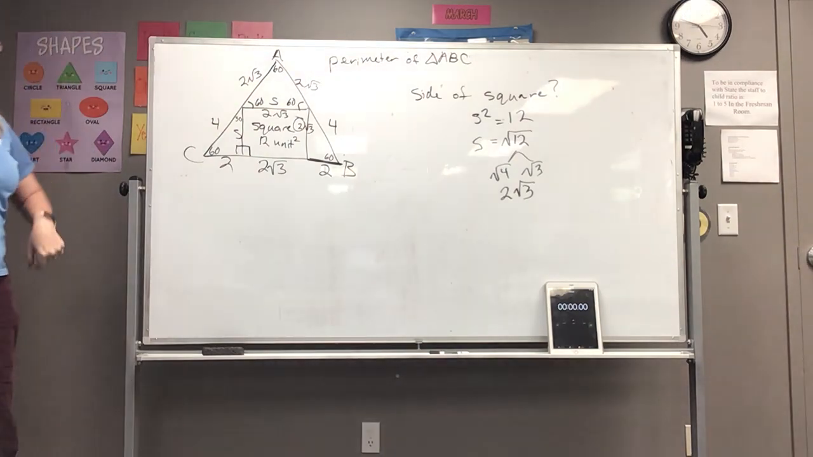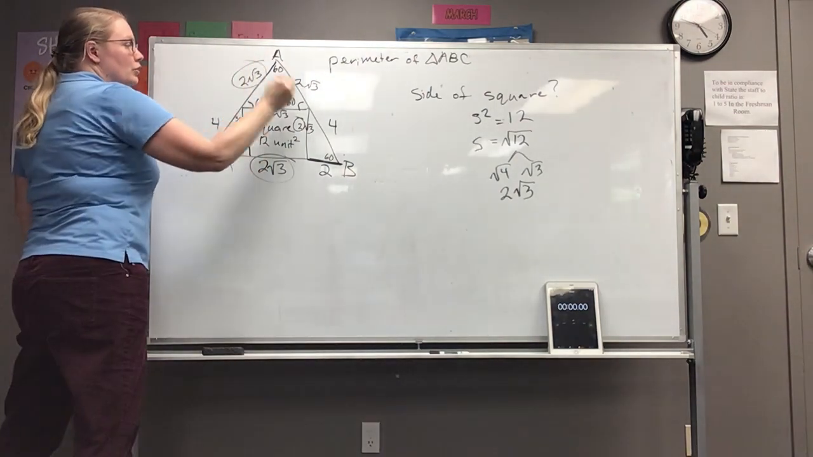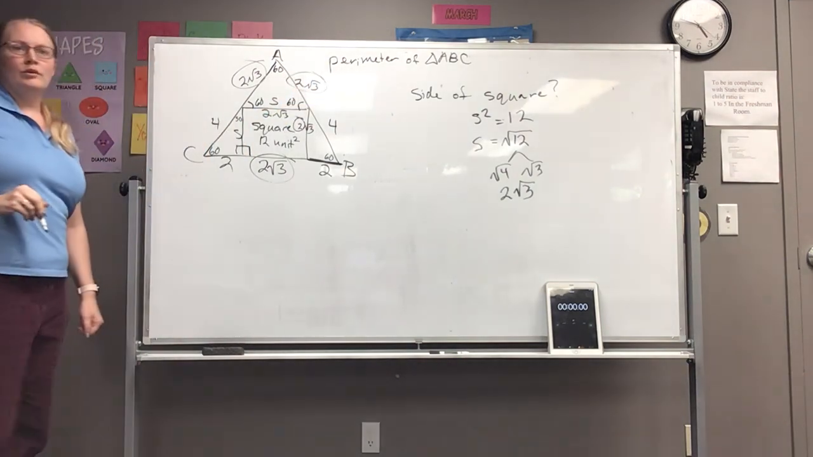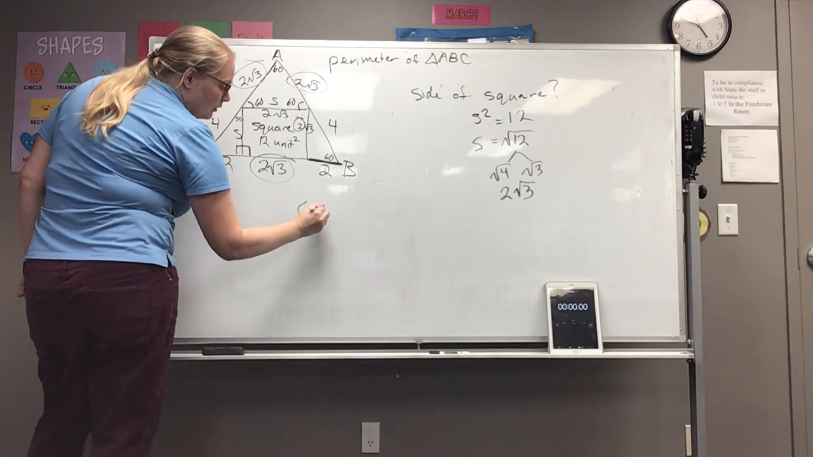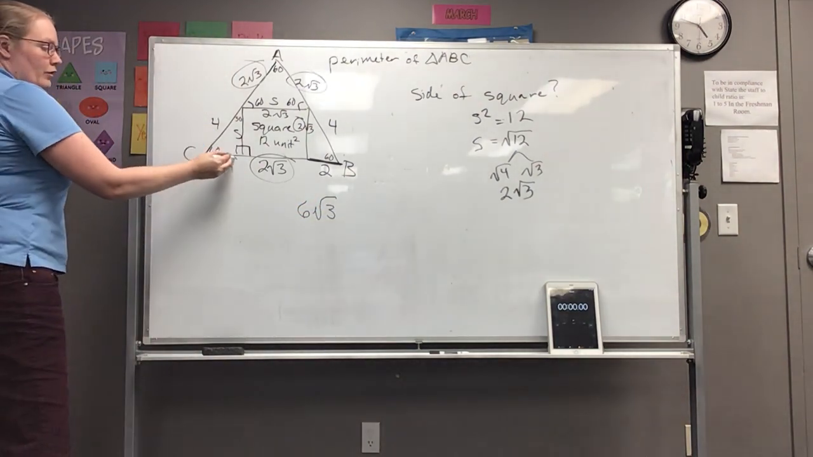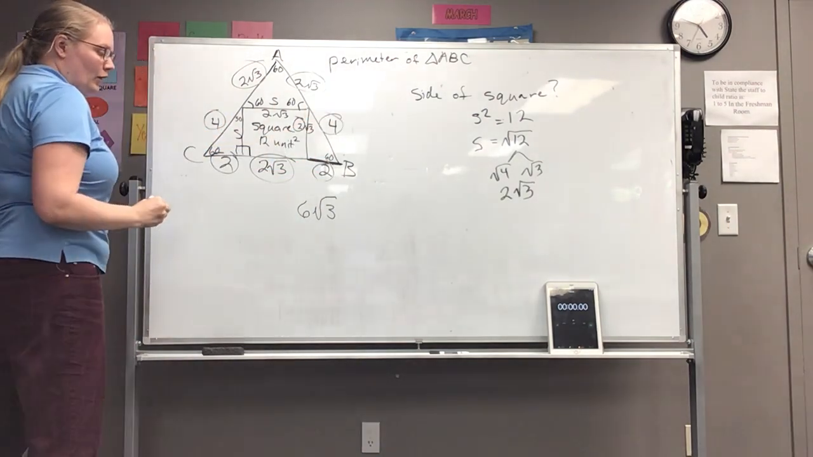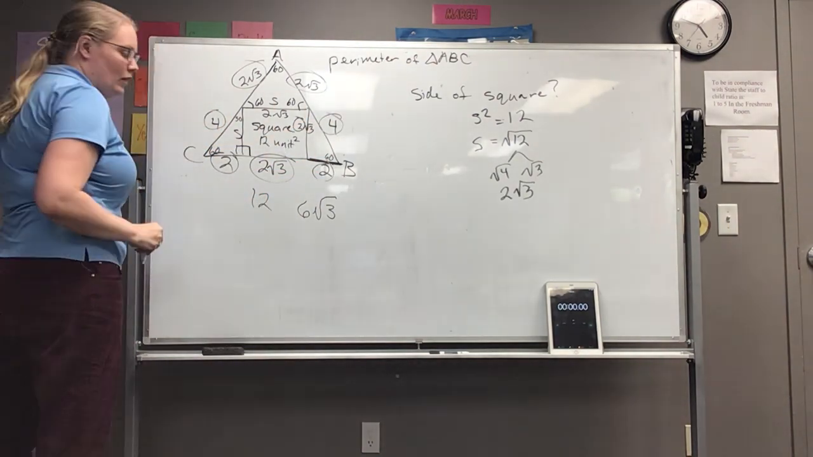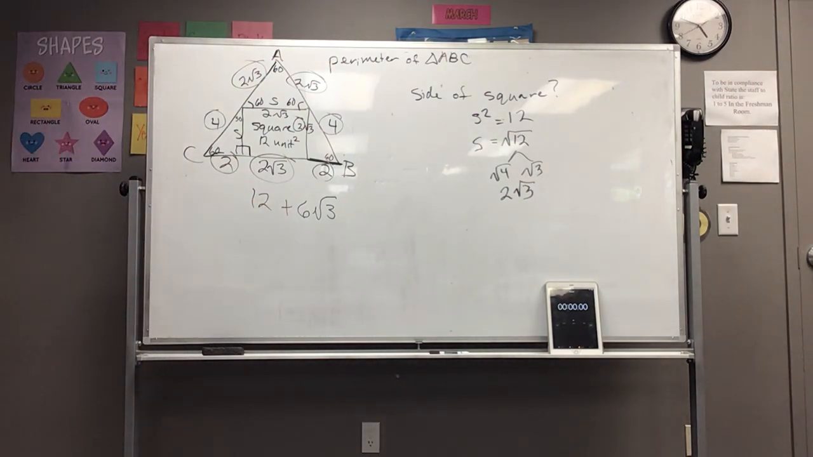And so now we've got all of our pieces. We've got 1, 2, 3, 2 square roots of 3. And so we have 6 square roots of 3. We have 2, 2, 4, and 4. We have 12 units. And so it is 12 plus 6 square roots of 3.